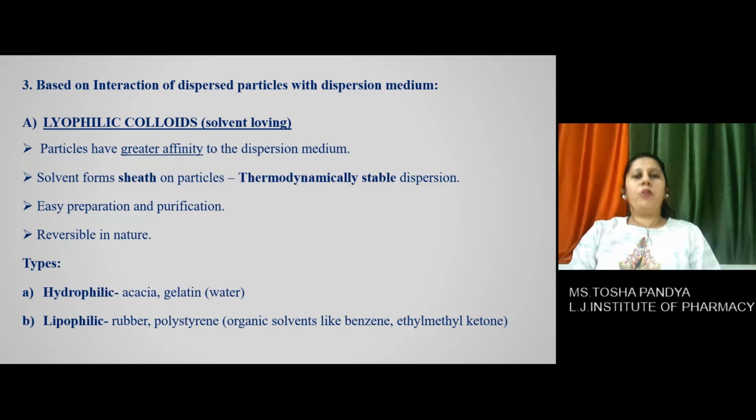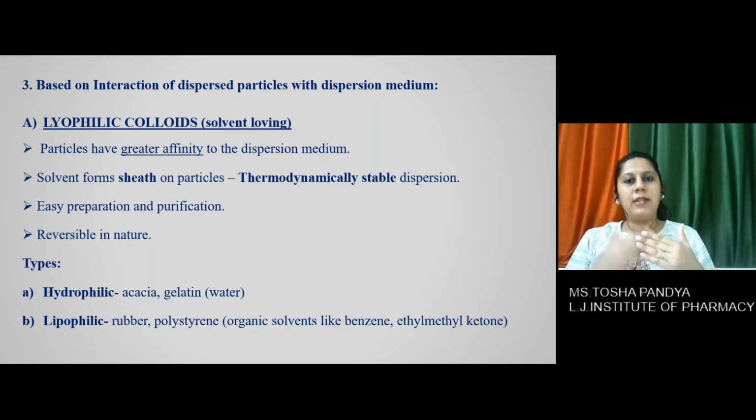The very important classification is based on the interaction of the dispersed particles and dispersion medium. How is the affinity of the dispersed particle and dispersion medium? Based on this, you have different types of colloids. So the first type we have is the lyophilic colloid. Philic means it is solvent loving in nature.